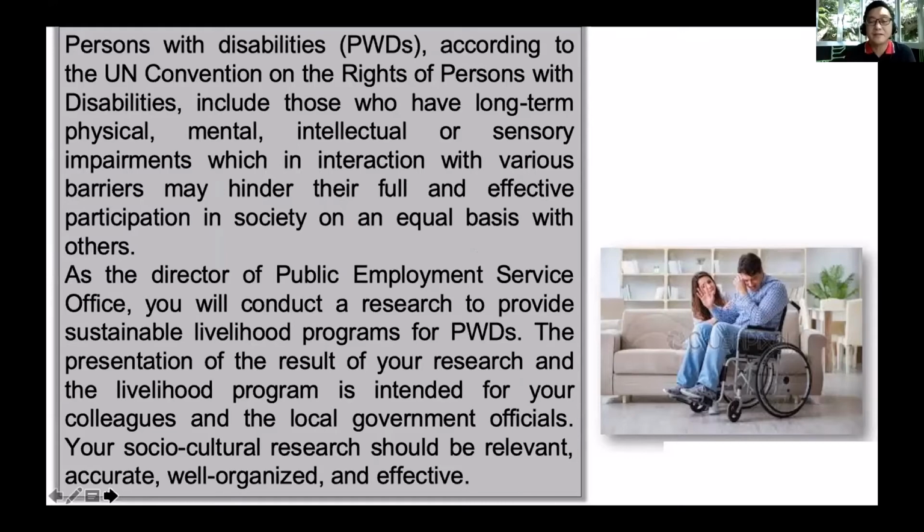I guess this was one of the points raised earlier on, that there should be a specific purpose or goal for the research: to provide sustainable livelihood programs for PWDs. The presentation of the result of your research and the livelihood program is intended for your colleagues and the local government officials. Your socio-cultural research should be relevant, accurate, well-organized, and effective.